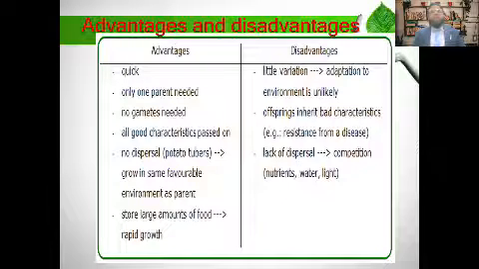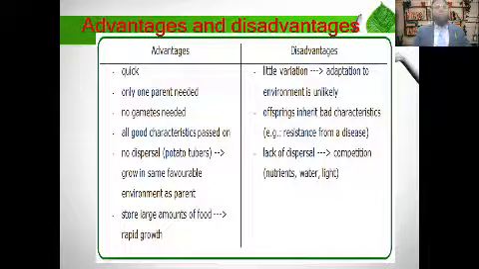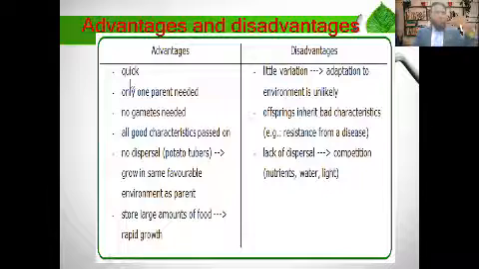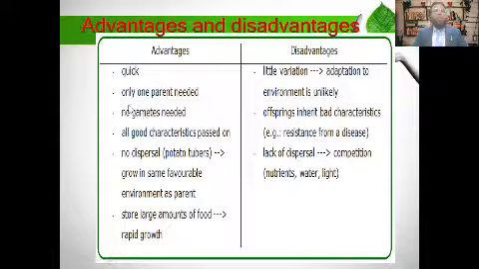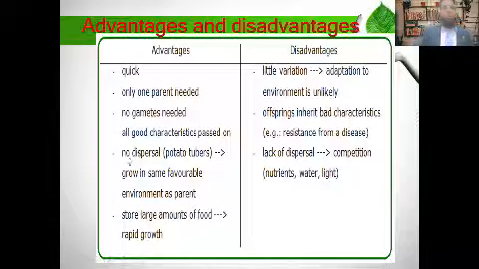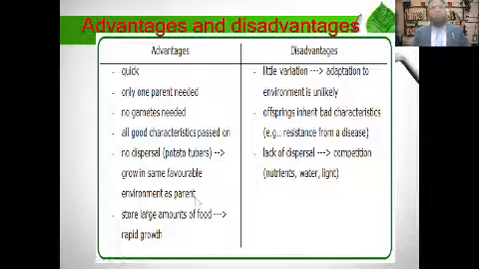So what are the advantages and disadvantages of asexual reproduction? See, asexual reproduction is a quick process because only one organism is involved and it is making its own copy. Only one parent is needed, no gamete formation, all good characteristics are kept, no dispersal, and tuber formations grow in the same favorable environment as the parent. Stores a large amount of food, that is, rapid growth.